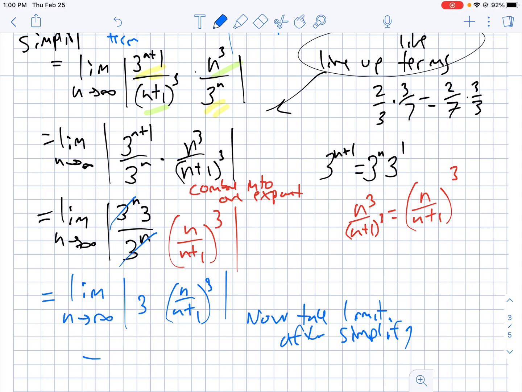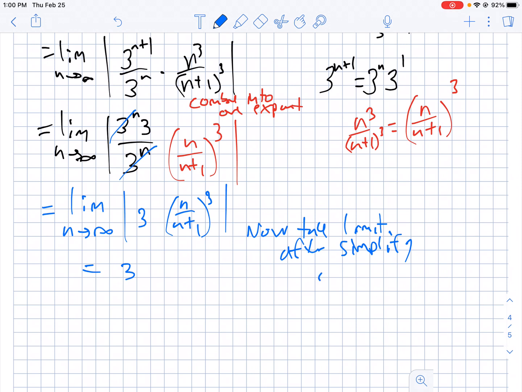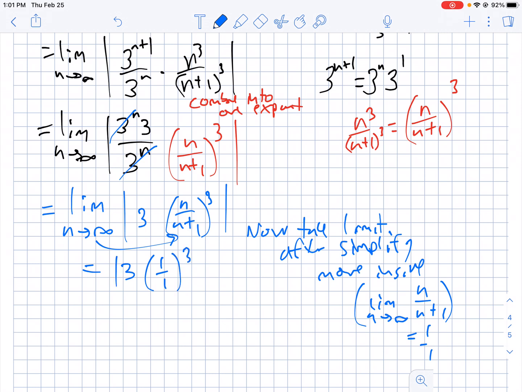So when we take this limit, you kind of want to move the limit inside. You're going to move the limit inside to the n part. So it's limit n goes to infinity of n over n plus 1. You can use L'Hopital's rule or leading terms. It's just 1 over 1. So this just goes to 3 times 1 over 1 cubed, which is just going to end up being 3.